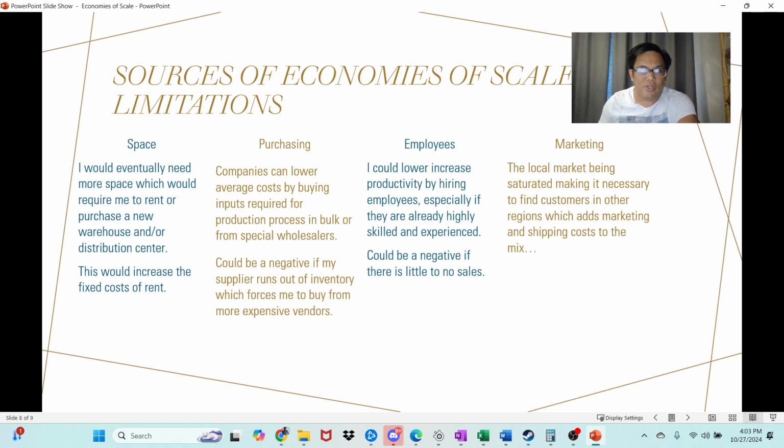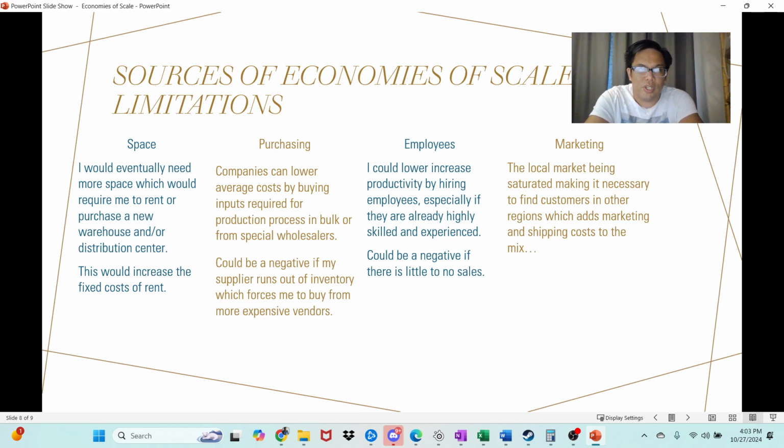The next source of economy of scale or limiting factors would be purchasing power. Companies can lower average cost by buying inputs required for the production process in bulk or from special wholesalers. This could be a negative if my supplier runs out of inventory, which forces me to buy from more expensive vendors. Some vendors could be charging more, some vendors could be charging less. It really depends upon the market at that individual time. PC prices could go up during COVID. Everything went down, that's a whole other issue. The costs went up, so everything went up pretty drastically, especially for computers.